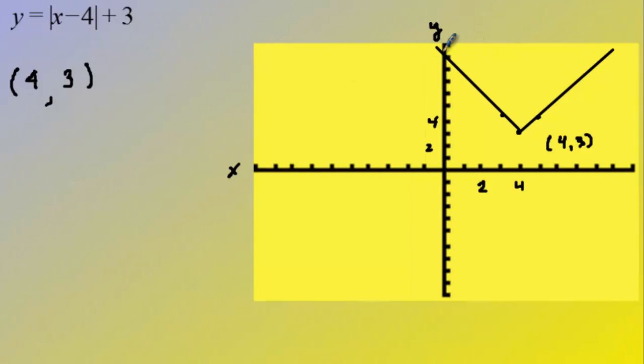So using the vertex, I can very quickly graph the absolute value using the shifts rather than going through the process of finding the linear equations or making a table. So here's my vertex, 4, 3. The shift is 4 and 3, and I can graph very quickly this function, which is a shift of the parent over 4 and up 3.